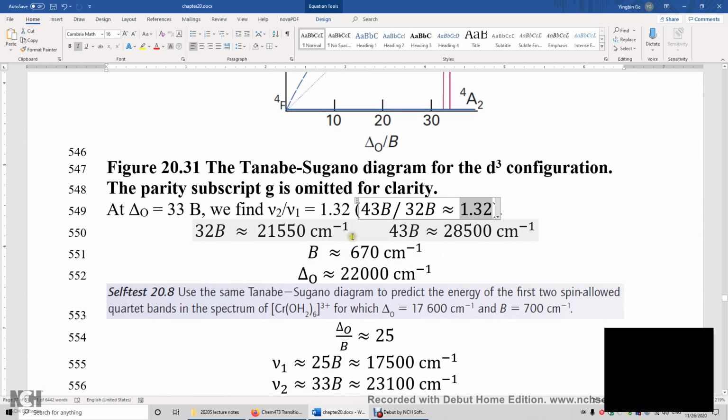But again, I want to emphasize that those numbers are just rough estimates.